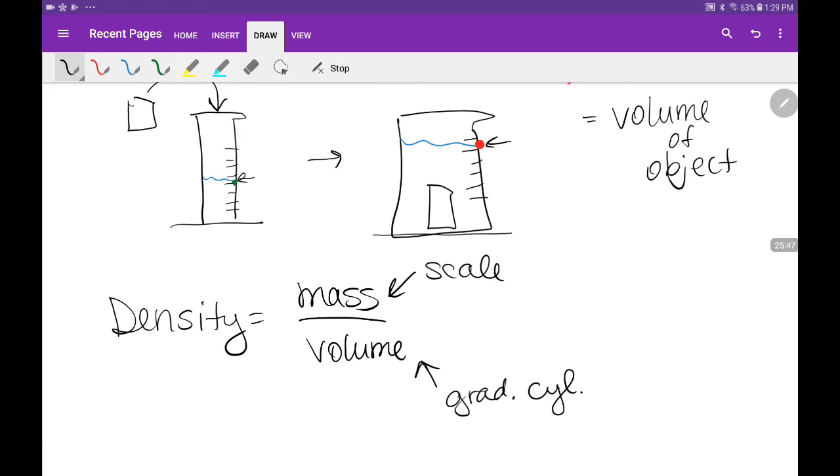And then you're going to calculate the density, making sure that the units are grams per milliliter, which is the same thing as grams per centimeter cubed, etc.